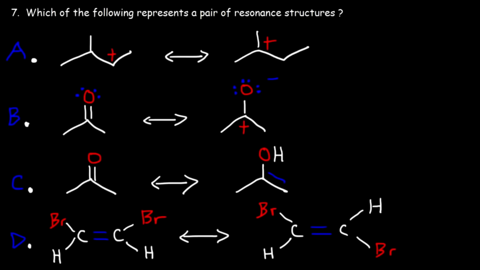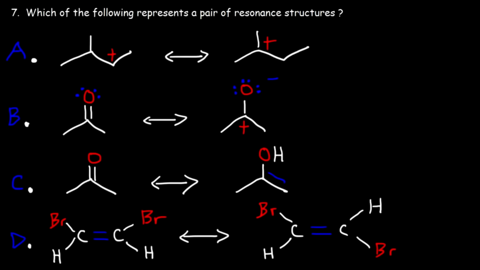Number 7. Which of the following represents a pair of resonance structures? Do you think the answer might be A, B, C, or D? So what can we do in order to identify a pair of resonance structures? Is there a better way of figuring this out instead of drawing everything? It turns out that there is.